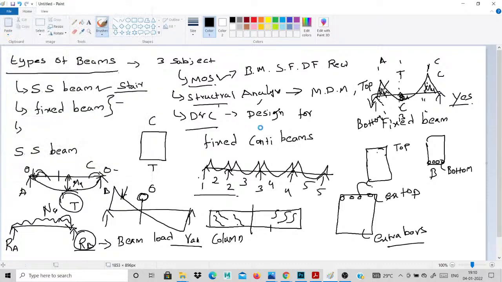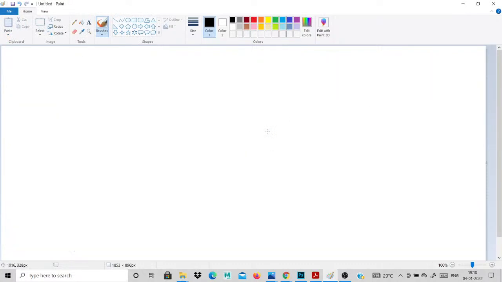The next step is the analysis steps. I told you the basics, what is meant by bending moment and all that. Next one is the analysis steps. Step one: how to find the sizes for your beam. Sizes for your beams.